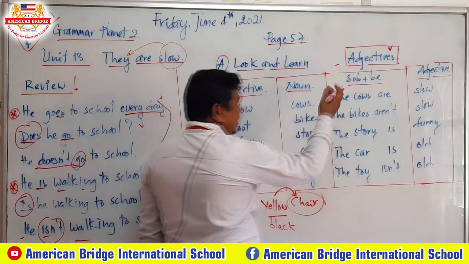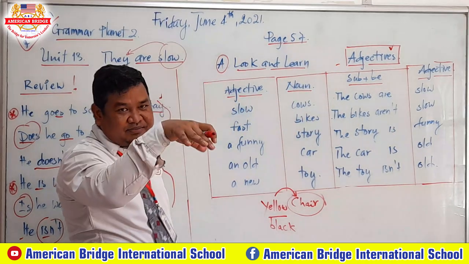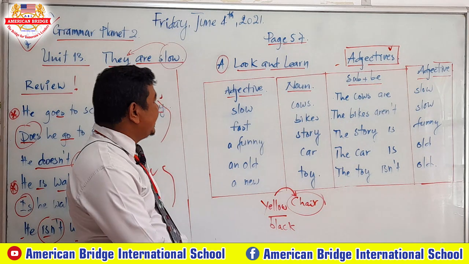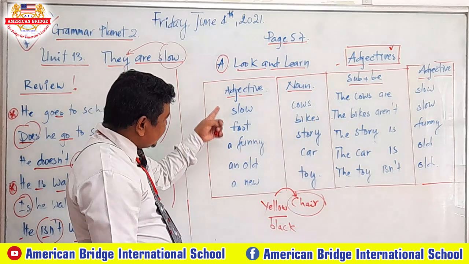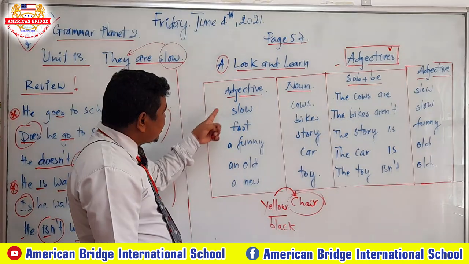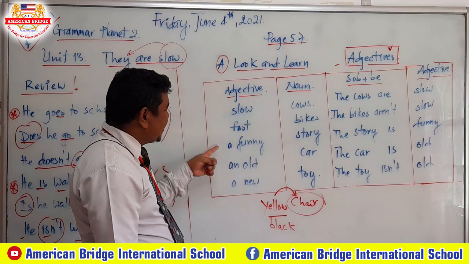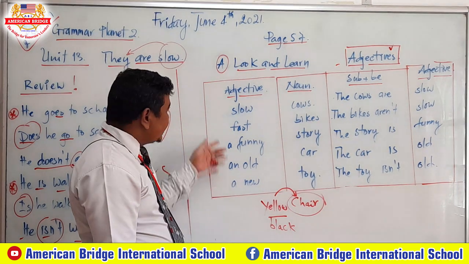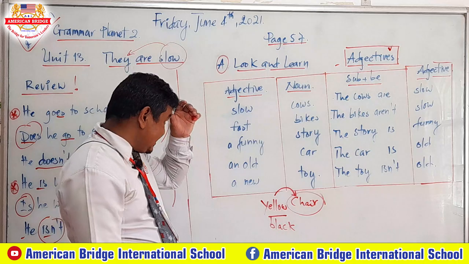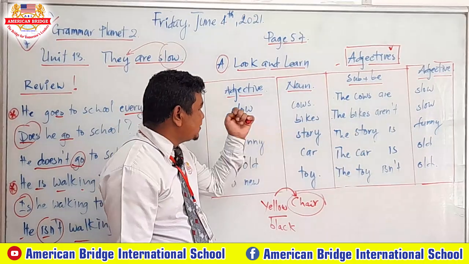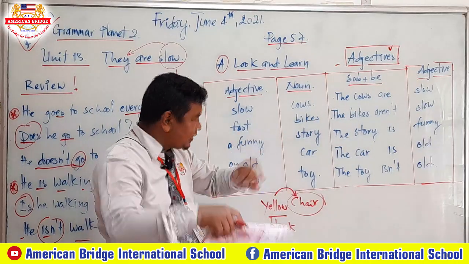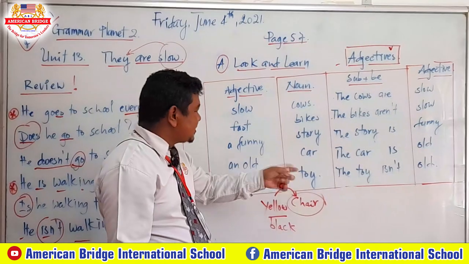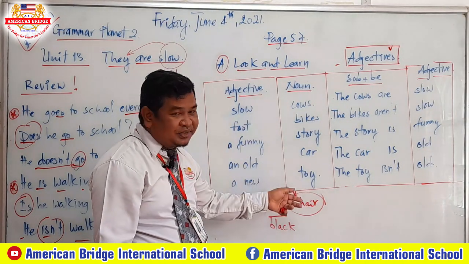An adjective is a kind of word that describes a noun. Okay, like this one is an adjective. Can you see? Slow, fast, funny, old, new. These are words that you have already learned, I think. And then nouns, kinds of nouns like cows, bike, you can write bike, story, cars, toy. This one is a kind of noun.